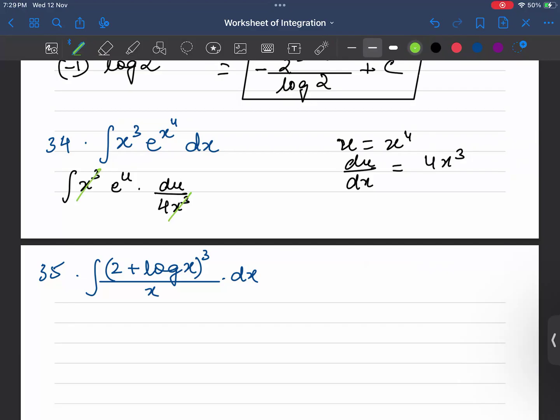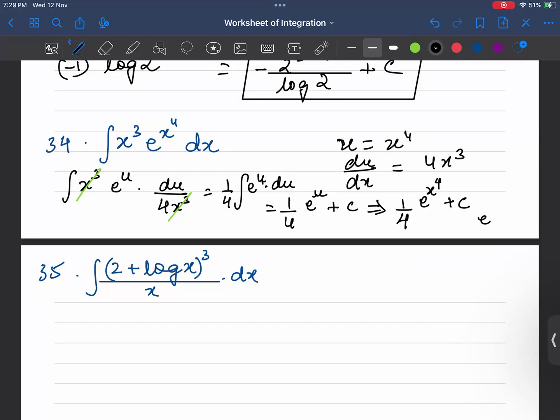That is cancelled. The question comes like 1 upon 4 e power u du, and the integration of e power u is e power u plus c. We can substitute again: 1 upon 4 e power x power 4 plus c. Or I can write simply e power x power 4 upon 4 plus c. This is your answer. Clear?